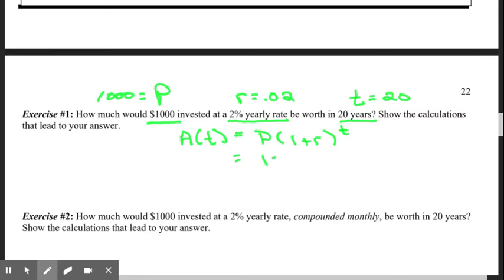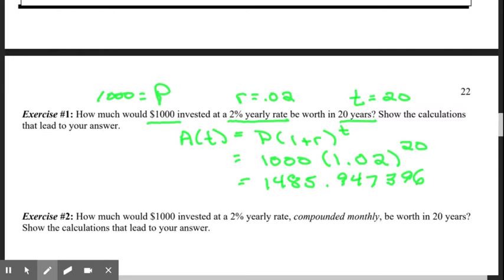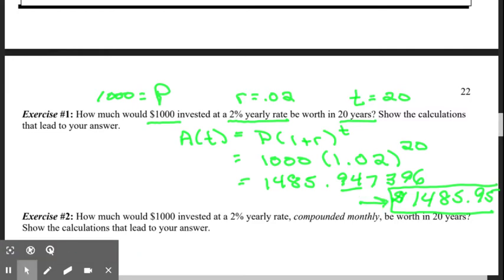So we have 1,000 times 1 plus 0.02, which is 1.02, to the 20. And when I put that in my calculator, I get $1,485.947396. When we're talking about money, we round to 2 decimal places: $1,485.95. Pretty good growth. Now, for the rest of these, when we're dealing with money, I'll just go straight to rounding to 2 decimal places.